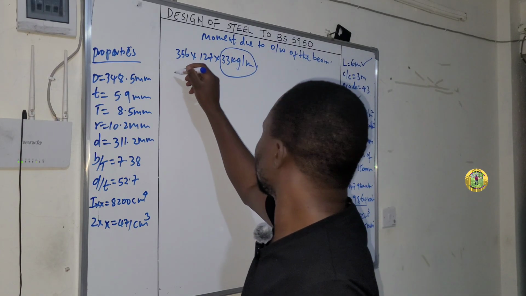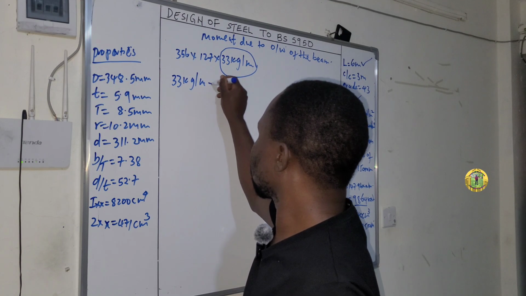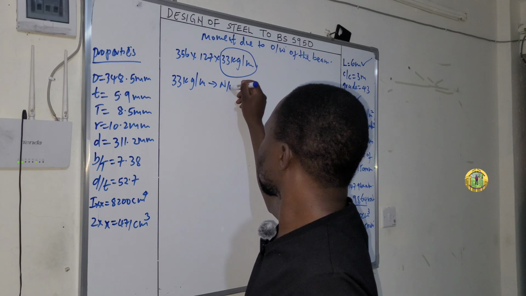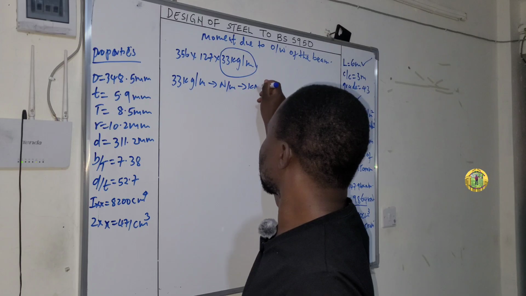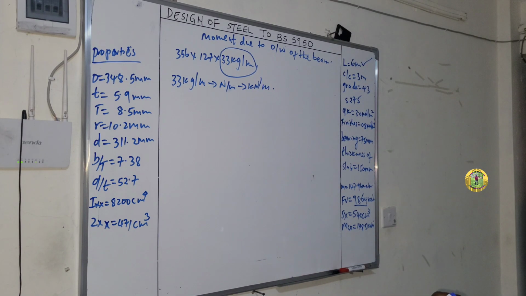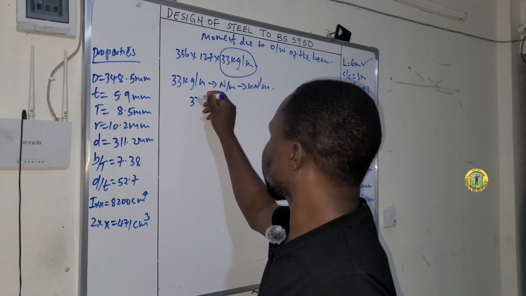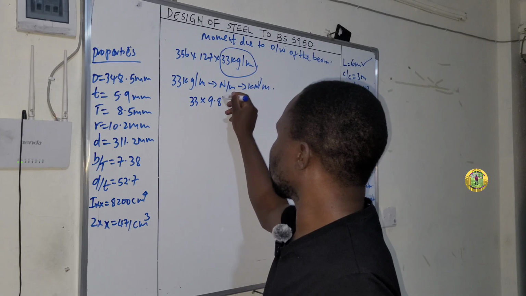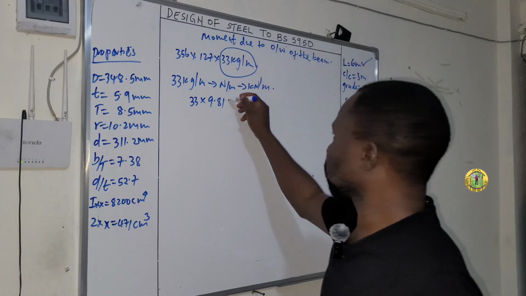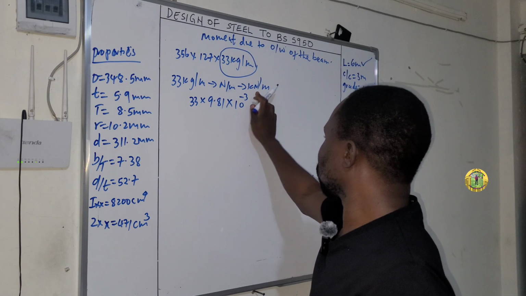So we want to use this mass to obtain moment due to own weight of the beam. We want to convert this mass, which is 33 kilogram per meter, to Newton per meter, then to kilonewton per meter. The gravitational acceleration is 9.81, so you take 33 times 9.81. By doing so, our answer is in Newton meter, so you multiply by 10 to power of -3 and the answer will be in kilonewton.